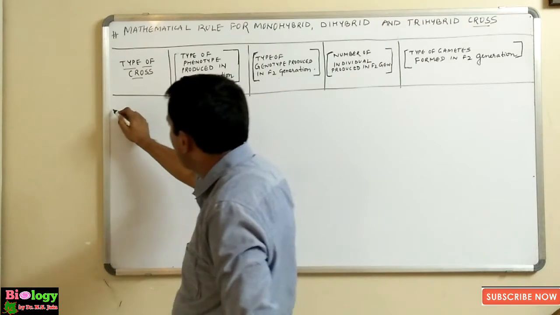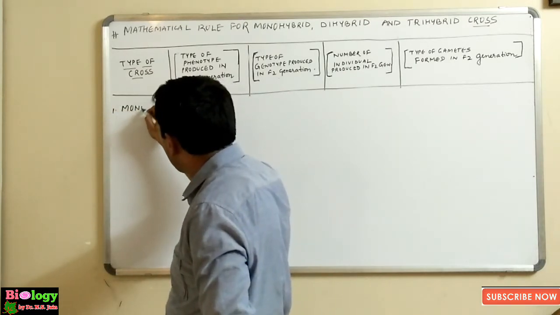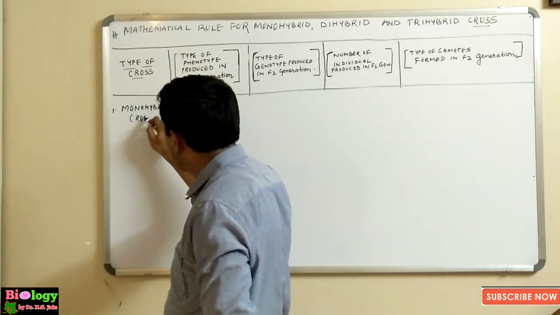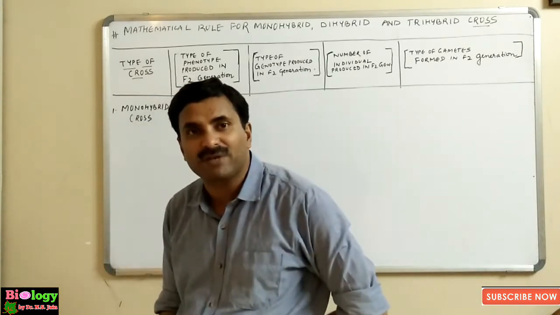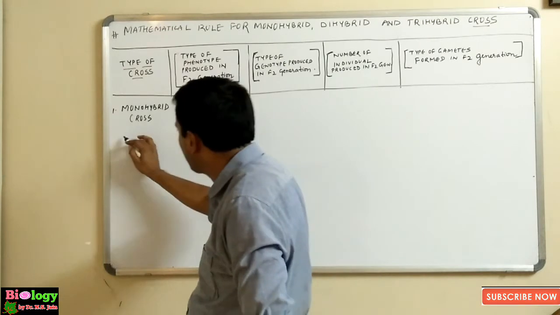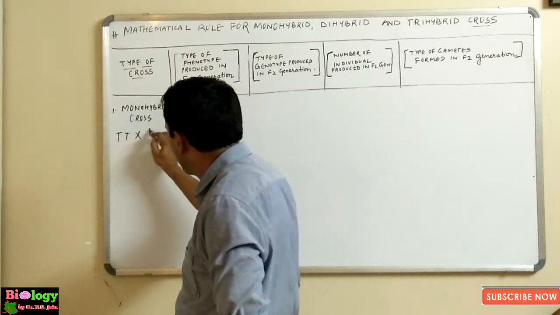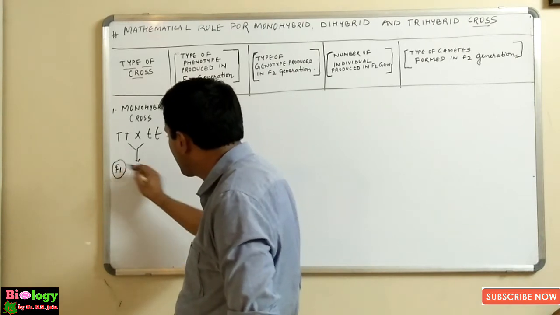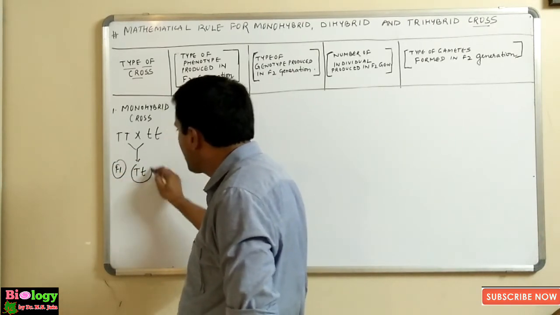First of all, I will be talking about the monohybrid cross. You know very well that in a monohybrid cross we take one character, or we can say one pair of contrasting characters, say capital T, small t and small t. So what do we get in the F1 generation? In the F1 generation we get capital T, small t.